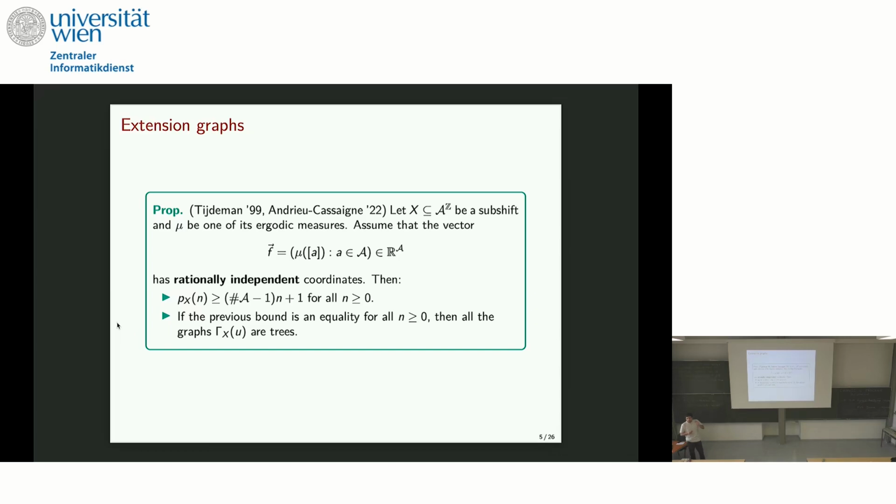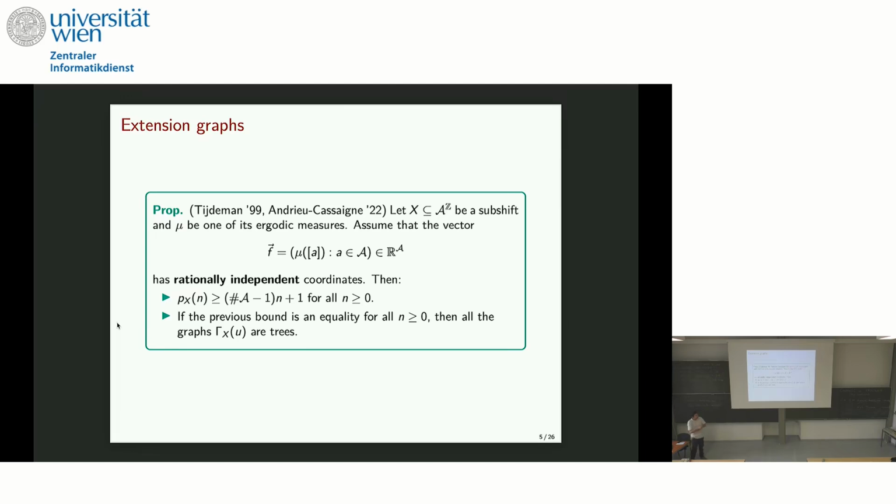The first one is that we have a lower bound on the complexity function, this one. And more interestingly to us, if this lower bound is attained for every n, then every extension graph in the subshift is a tree. So we have here a conclusion about graph theoretic properties of the extension graph based on these two elements: rationally independent relative frequencies and the complexity function.